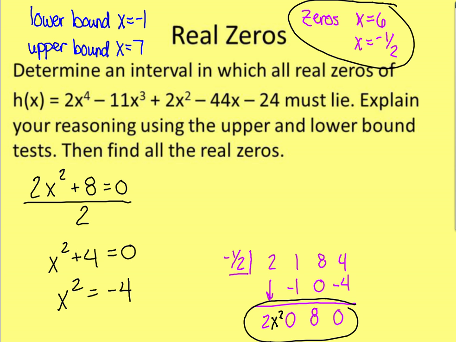So we know our lower bound is x is equal to negative 1. We know we have an upper bound of x is equal to 7. And our rational real zeros for this function are x is 6 and x is negative 1/2.